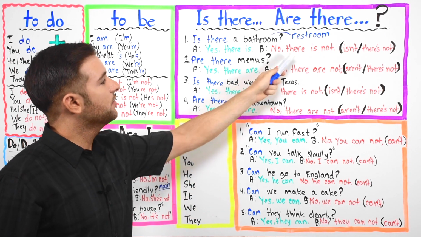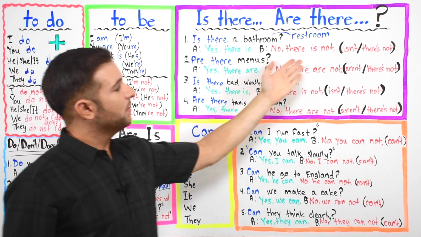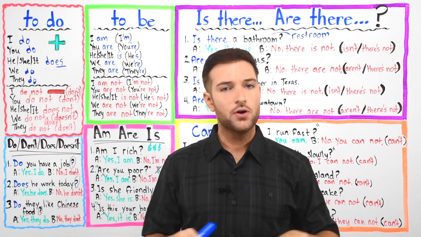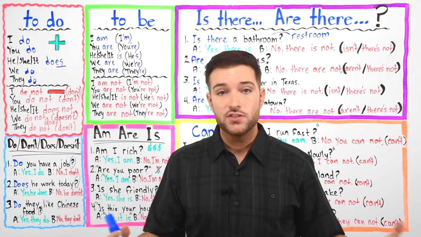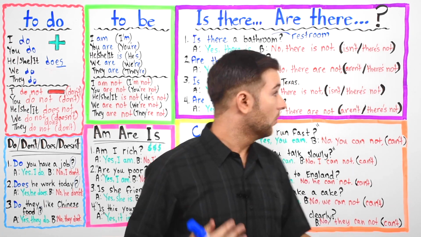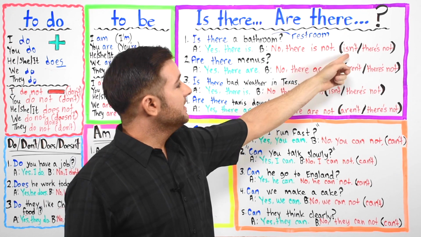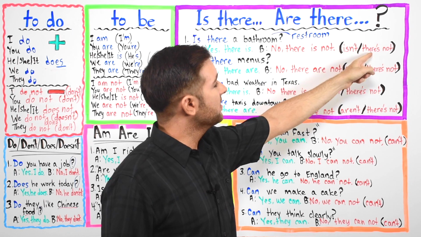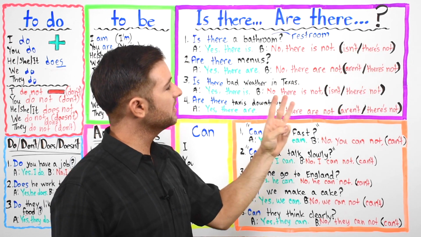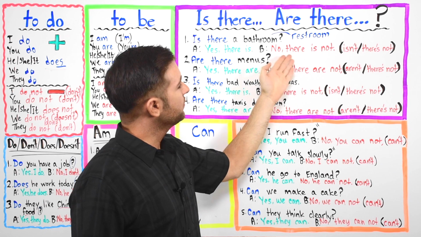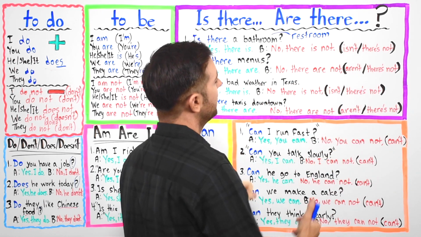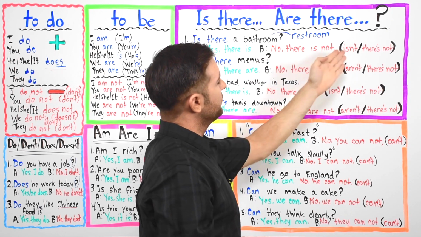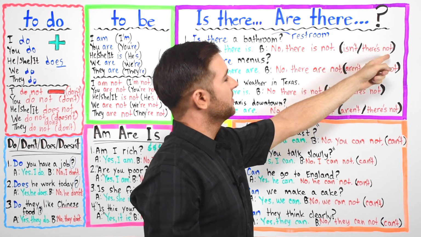Or you could say, no, there is not. Now, there's a couple ways of saying it in the negative form. For example, you could say, no, there is not. There is no bathroom. There isn't a bathroom. Or you could say, no, there isn't. Or you could say, no, there's not. Okay, so there's 3 ways to do it in the negative. No, there is not, which is the full form. And then here we have shortened forms. So you could say, no, there is not, no, there isn't, or no, there's not.